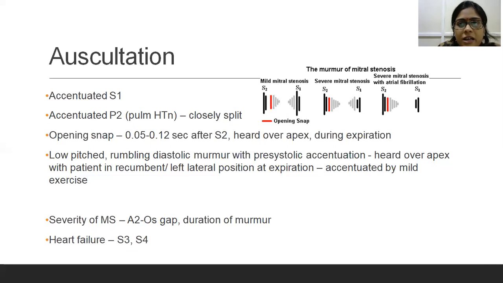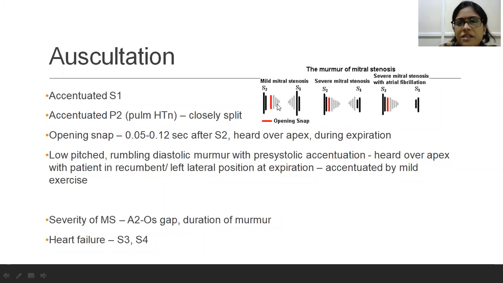After the opening snap, you will hear a diastolic murmur, a low-pitched rumbling diastolic murmur with presystolic accentuation. Can you see the diagram here? The large line is your S1. The small line is your S2. The red line is your opening snap, which is as a result of tensing of the chordae tendineae. After the opening snap, you will hear your mid-diastolic murmur, which is low and rumbling in nature.